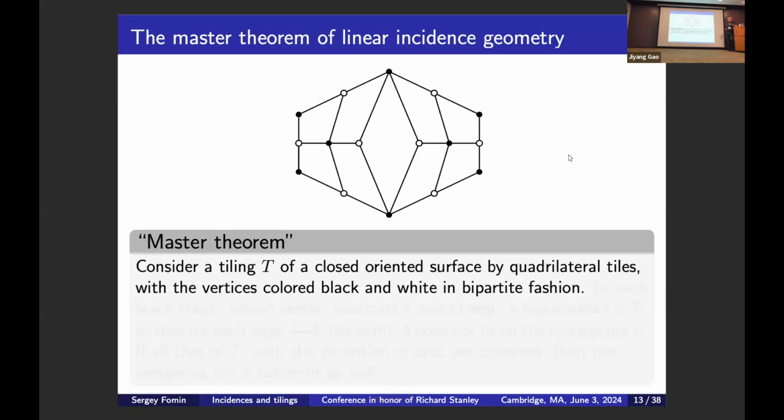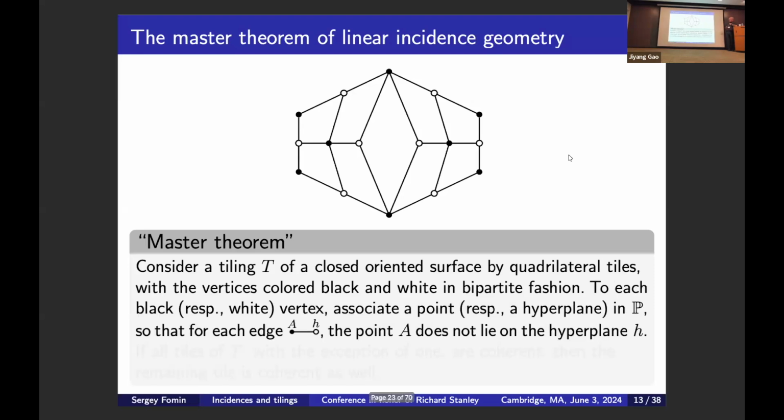Now the master theorem. Suppose we have a tiling of an oriented surface by quadrilaterals. The vertices of the tiling are colored black and white so that we get a bipartite graph. This here is a torus, right? It's a hexagon, but you are expected to glue its opposite sides to each other in pairs. Then you get a torus.